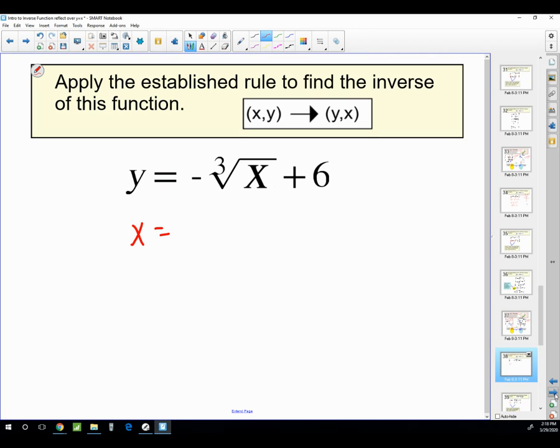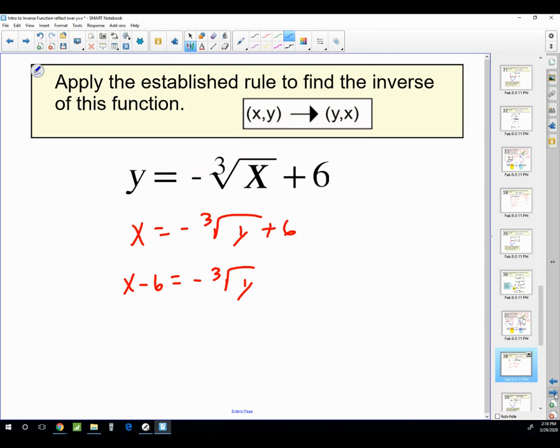This would be x equals negative third root of y plus 6. We are done. Essentially, we just have to make it mathematically pleasing by solving it for y. Subtract x on both sides. You get x minus 6 equals negative third root of y.